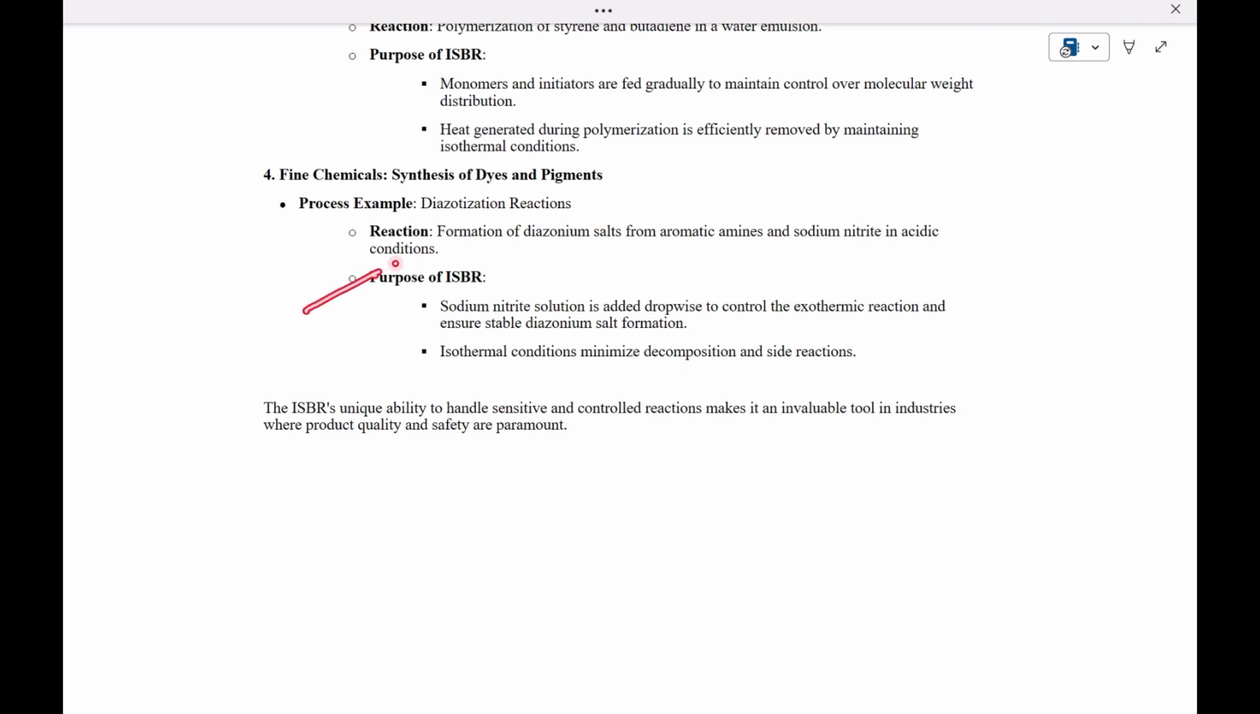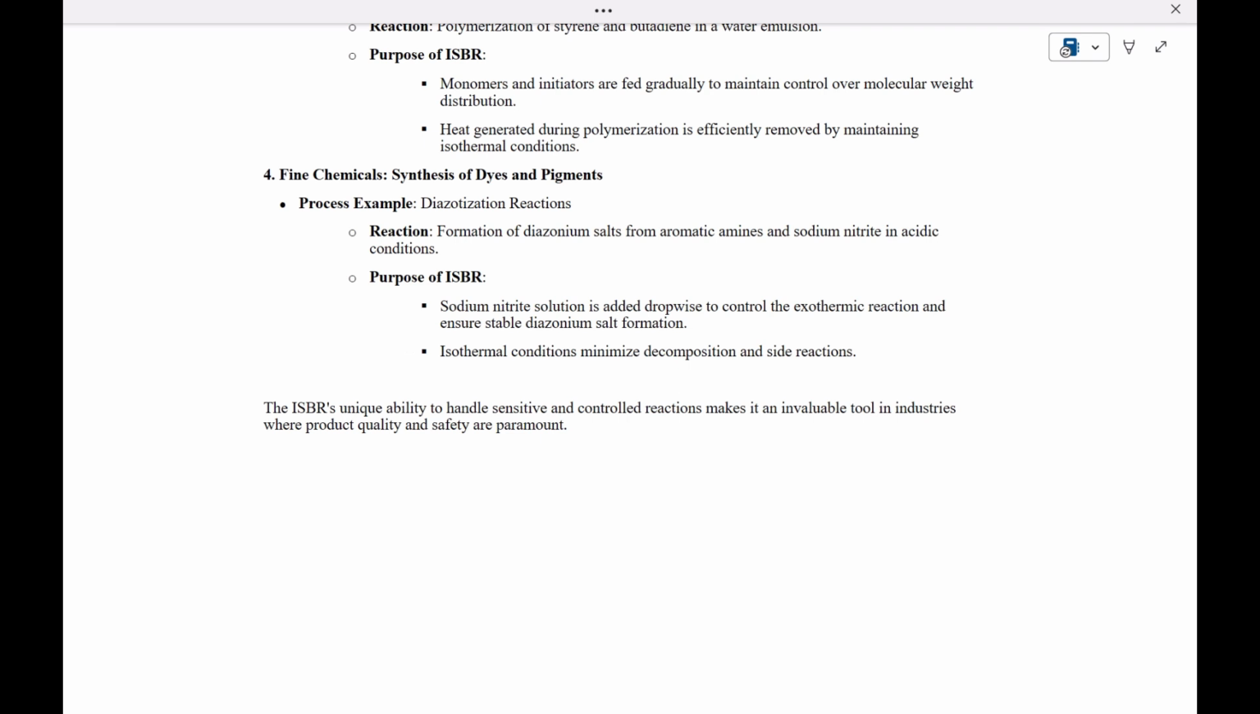Now, the purpose of ISBR here is that sodium nitrite solution is added dropwise to control the exothermic reaction and ensure stable diazonium salt formation. Now, as the diazonium salts are unstable, here isothermal conditions minimize decomposition and side reactions, which reduces the instability of the diazonium salts.